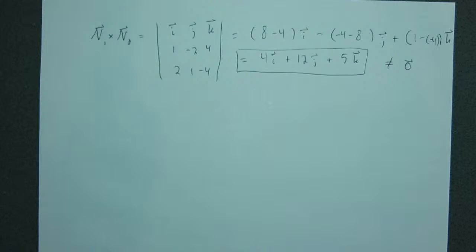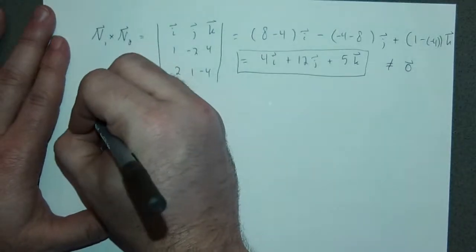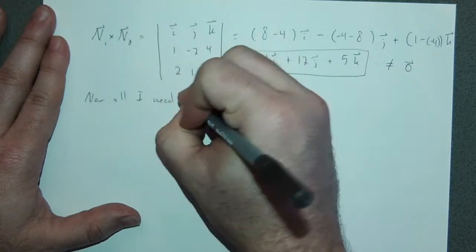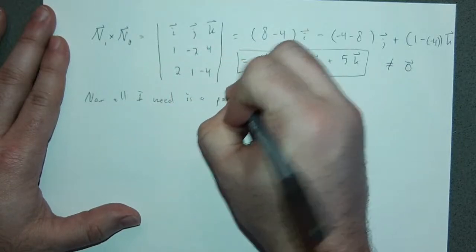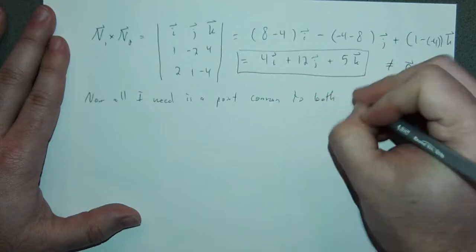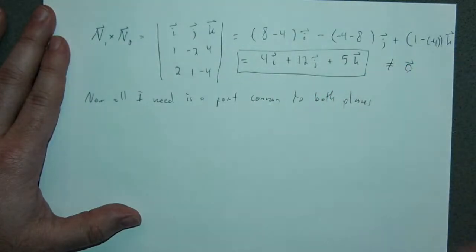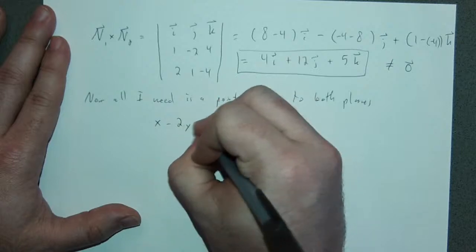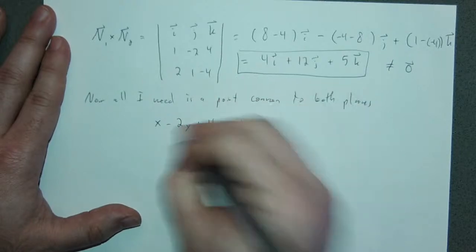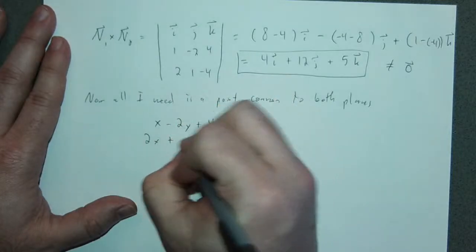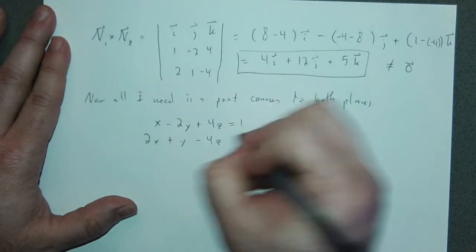Now all I need to do is find a point that belongs to both planes. So now all I need is a point common to both planes. Well, what are those equations? So the equation for the first plane is x minus 2y plus 4z is equal to 1. For the second plane, it was 2x plus y minus 4z is equal to minus 1.